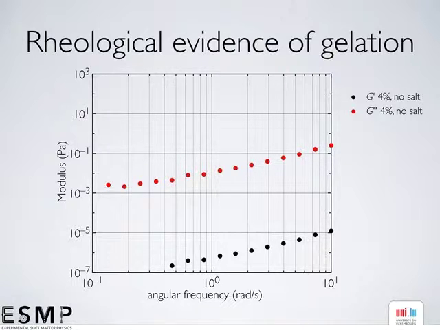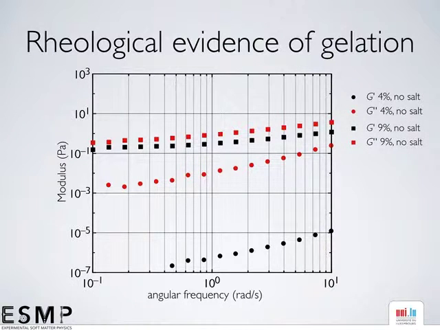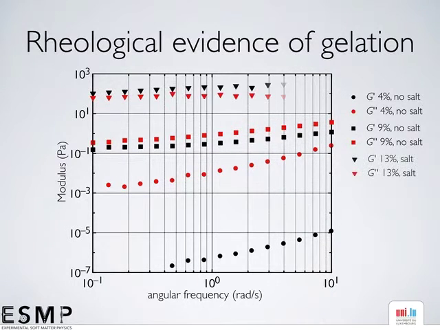It flows perfectly well. We have a typical liquid behavior where G prime, the storage modulus, is much lower than G double prime. If you go up to 9%, of course, both moduli go up, but you still have the black dots, the storage modulus, being below the loss modulus. And indeed, 9% is not gelled. But at 13%, we know that this one is kinetically arrested, and there the situation is reversed. So this is the typical fingerprint of gelation, if you like, so that seems to be a pretty good confirmation.